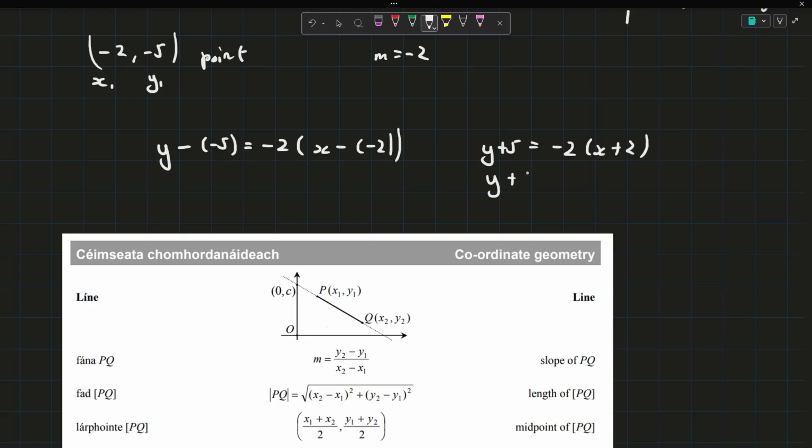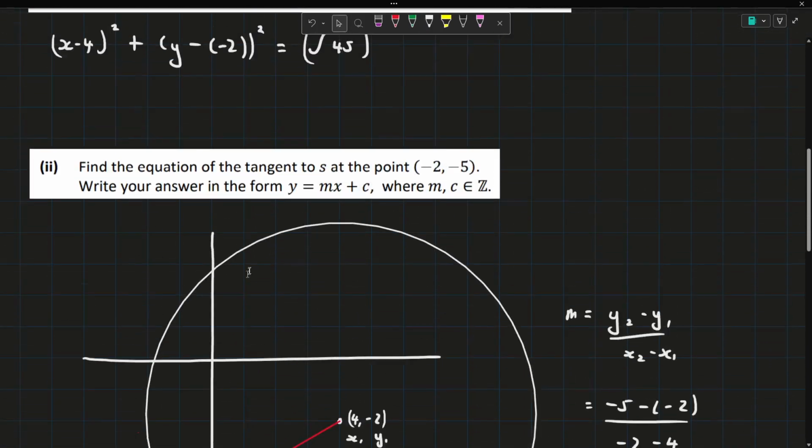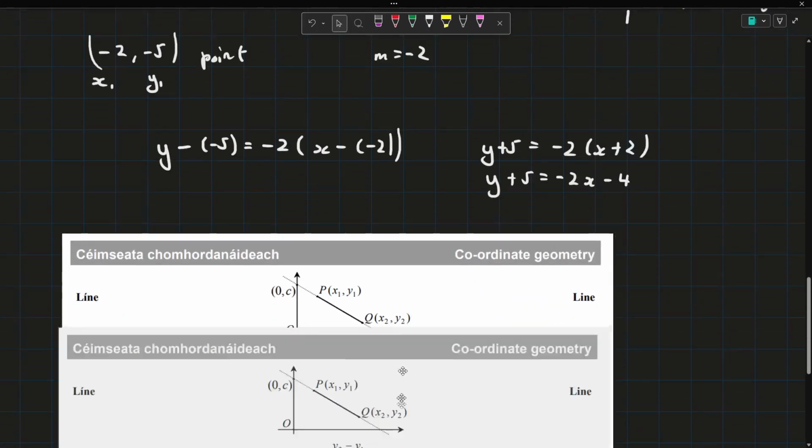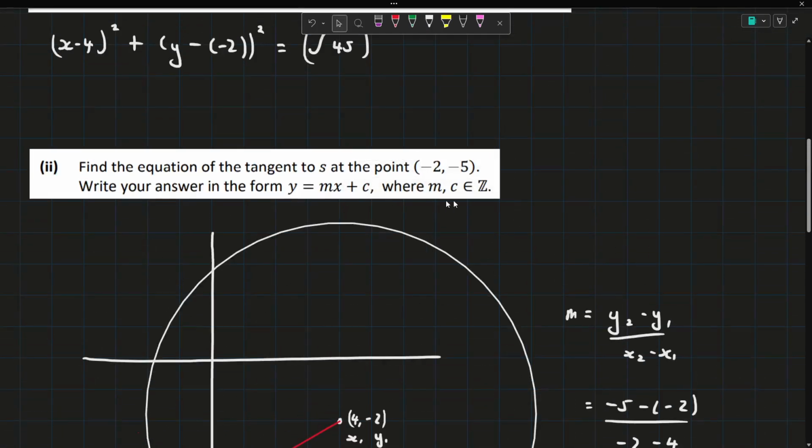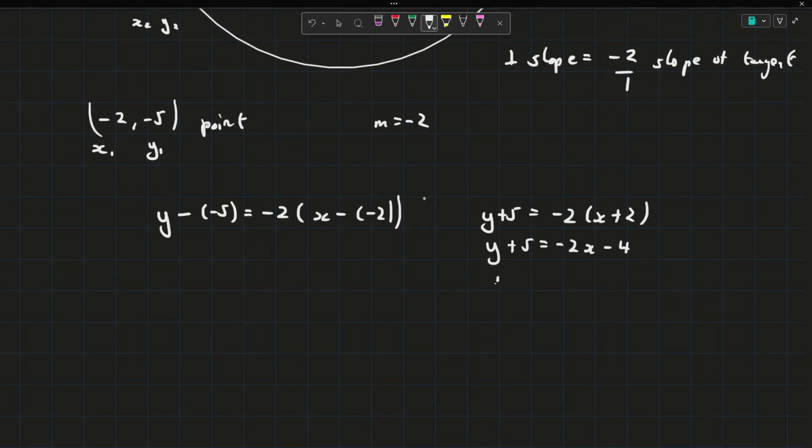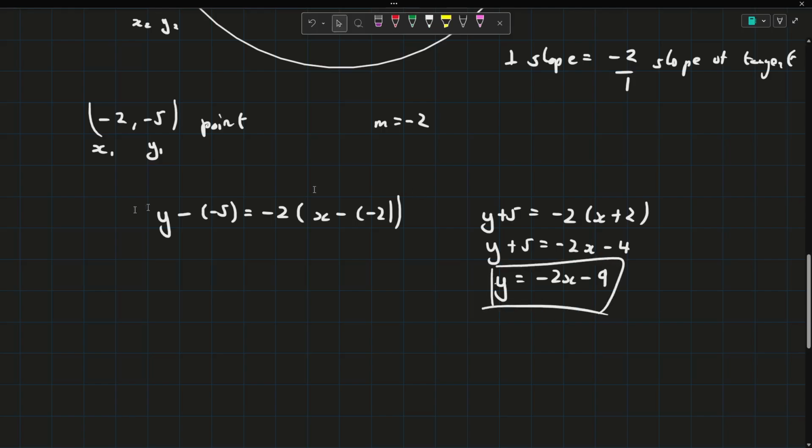So we get that y plus 5 equals minus 2x minus 4, and we want it in the form y equals mx plus c, where m and c are integers. So if you got a fraction, you know that you went wrong somewhere. So we're going to have y equals minus 2x minus 9 as our answer.